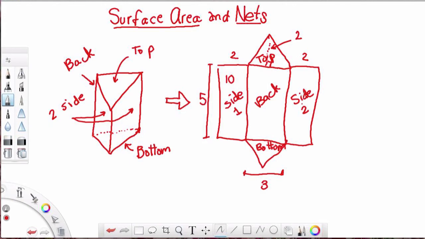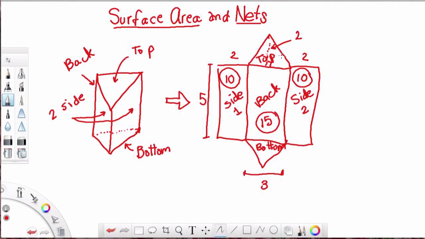This face over here that we're calling side 2 is matching. It's also 2 wide and 5 high. We can transfer this information all the way over here. So this is also a 10 squared unit rectangle. And this back face, which we can't see, but when we unfold it we can see here, is a 3 by 5 rectangle, so it would be 15 units squared. So we got the area of that, that, and that over there.